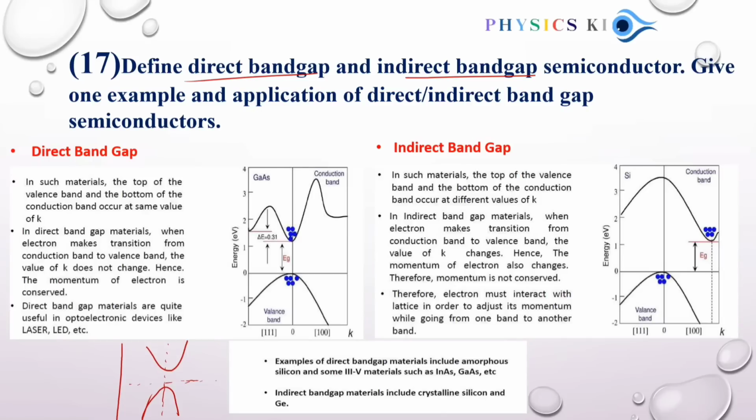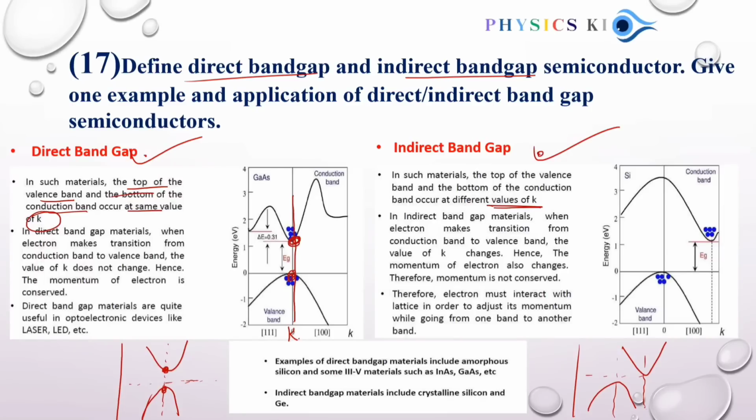If the top of the valence band and the bottom of the conduction band are at the same level, the same k value, that means this level and this level. According to this figure, both are at the same k value. That is a direct band gap. And you can draw roughly here, like this and this. See, this value and this value are not at the same k value. That means different k value. That is an indirect band gap.